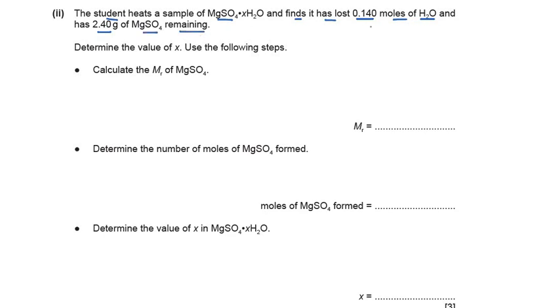Now here understand, the amount of water is given in moles, and the amount of magnesium sulfate remaining is given in mass, that is, in grams. Now the question is to determine the value of X. Use the following steps. First calculate the relative molecular mass of magnesium sulfate. You can always refer to the periodic table which is given at the end of the question paper.